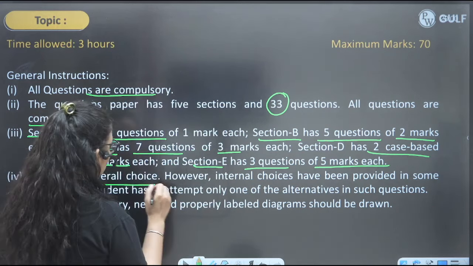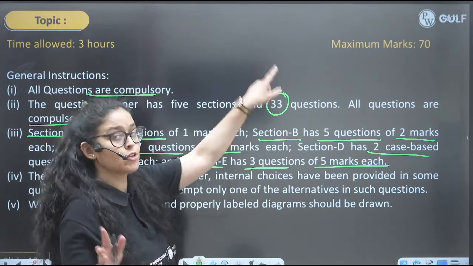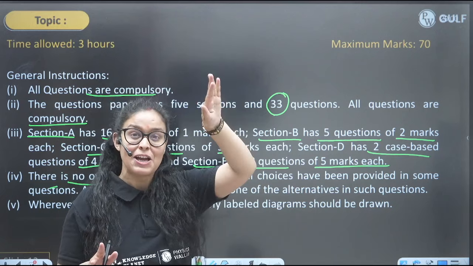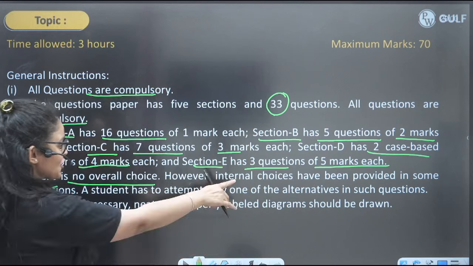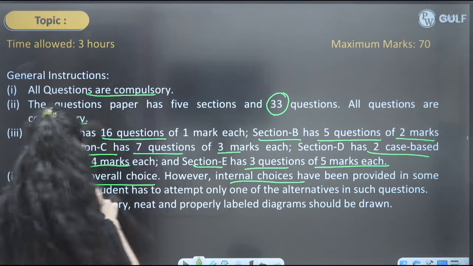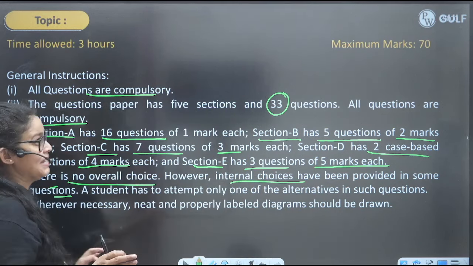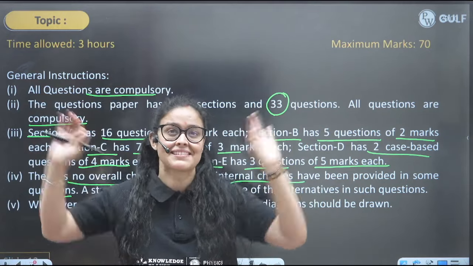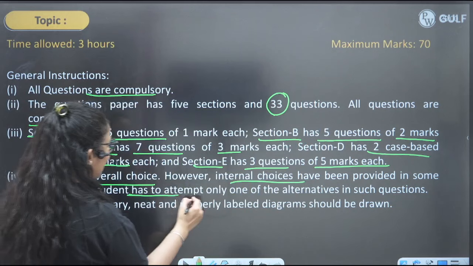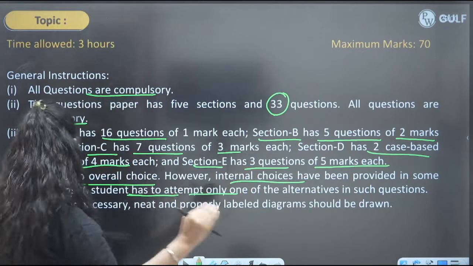There are no overall choices. As I have told you, they will be giving you 33 questions. But what is the good point? That you are having the internal choices, right? So yeah, internal choices have been provided in some questions, not in all, but in some questions. You have to remember that. And yeah, the student has to attempt only one of the alternatives in such questions.